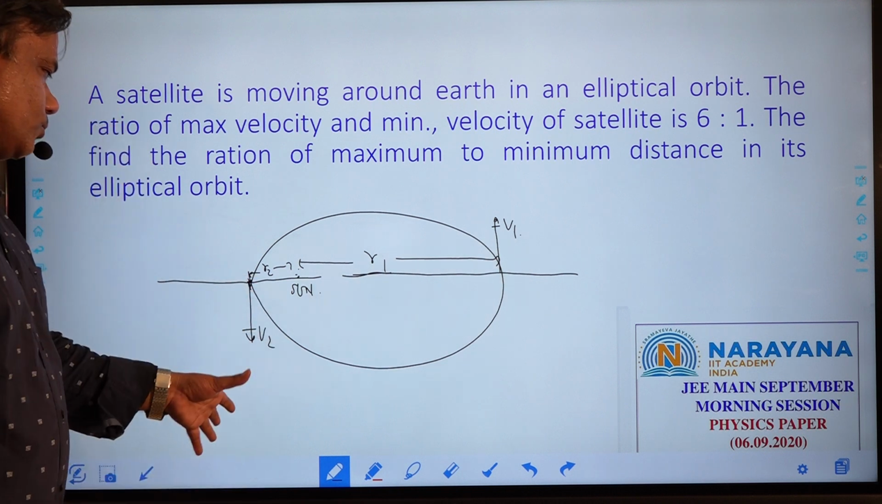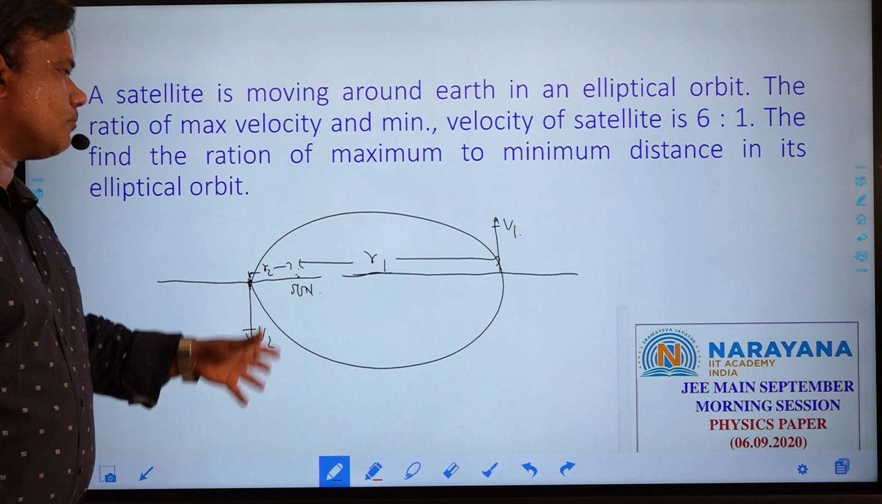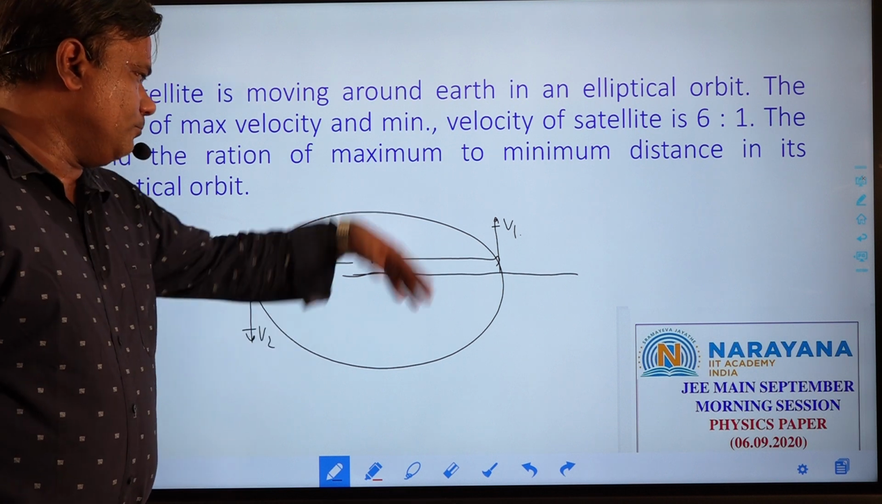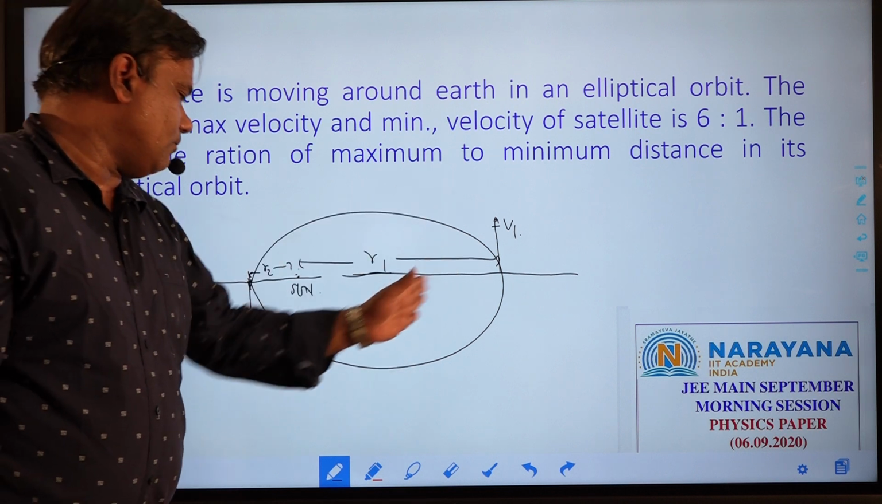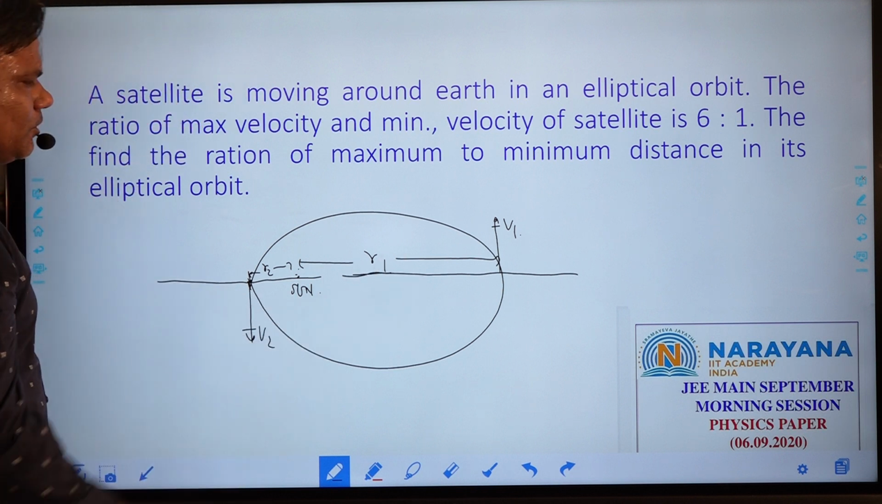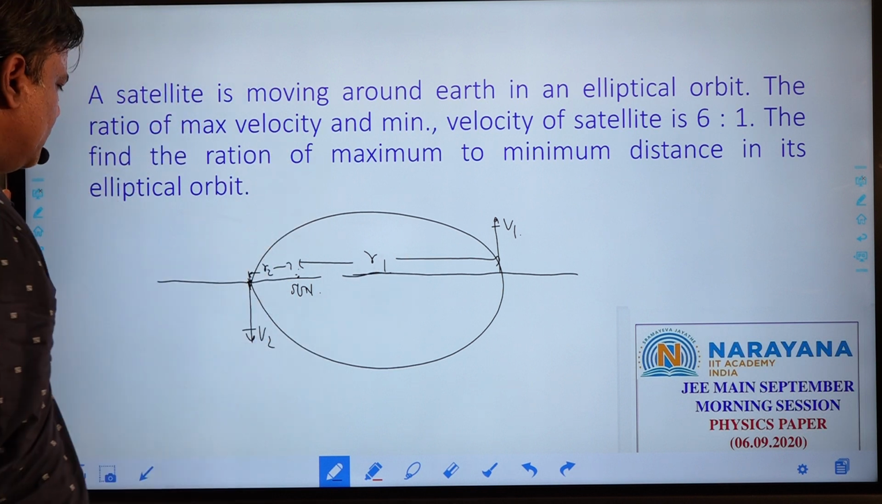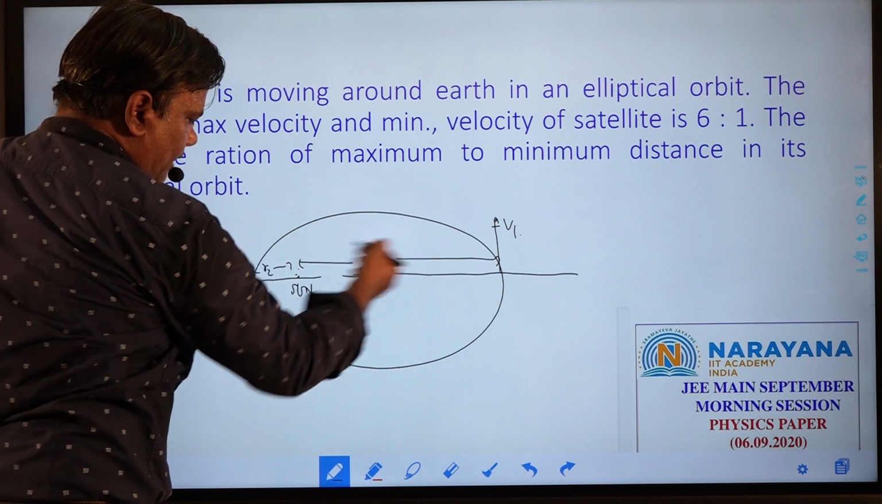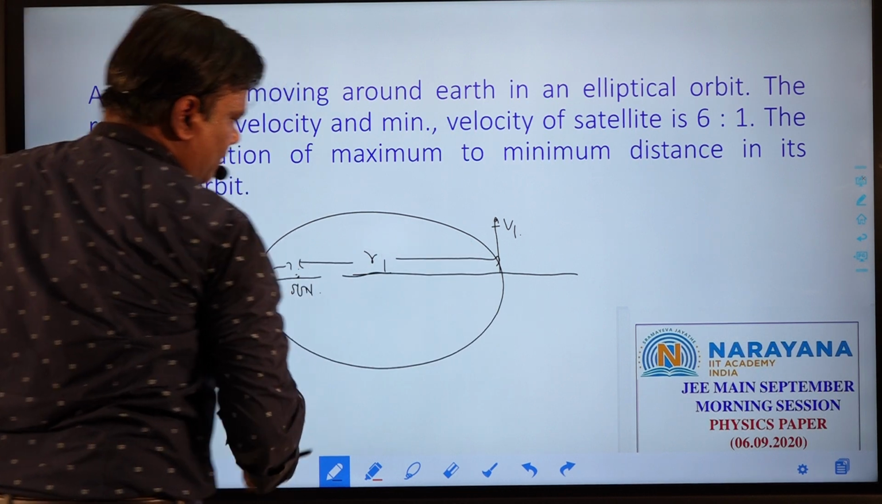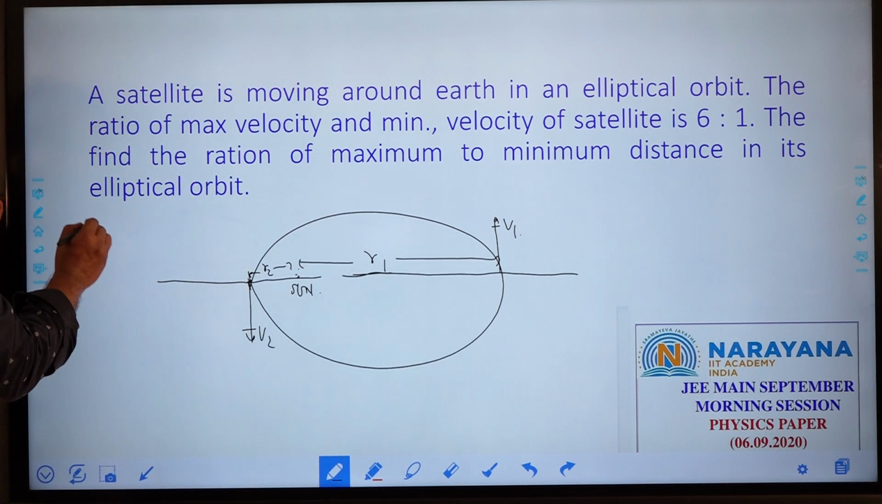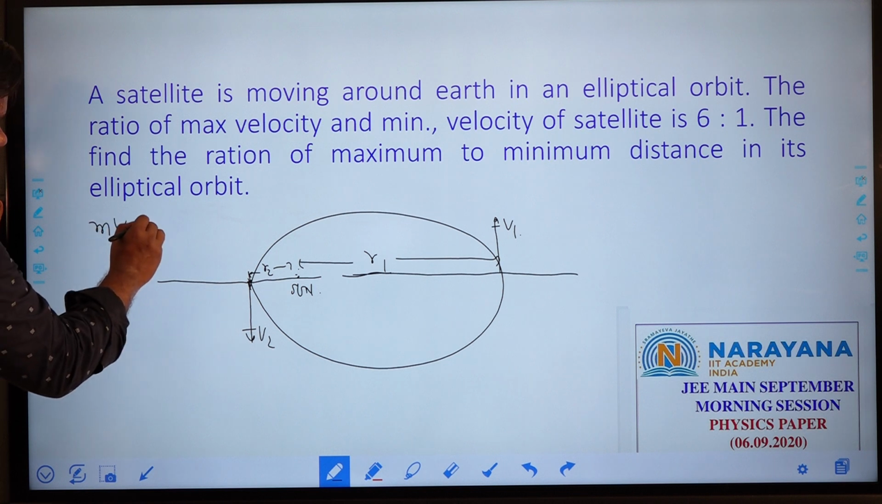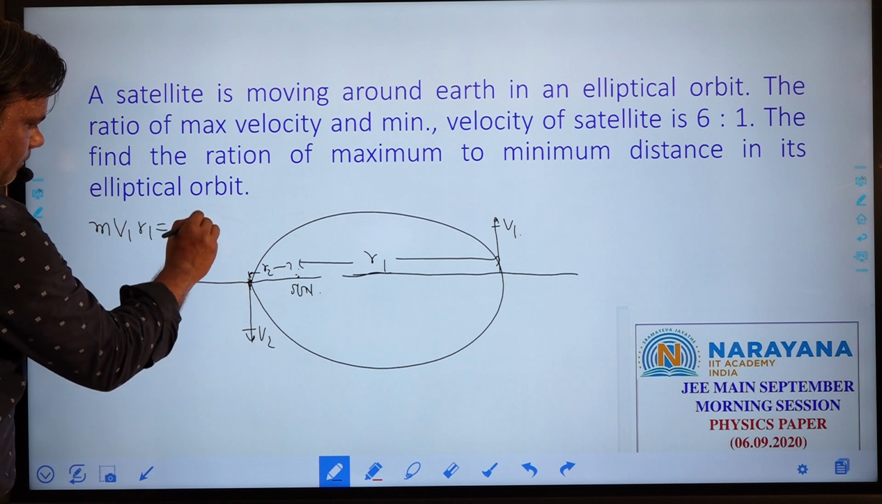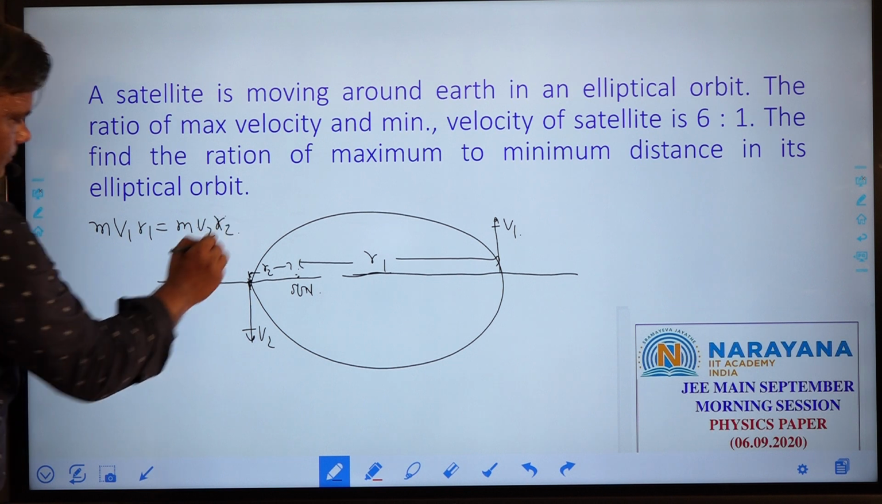If it is closer to the position of the sun, it has more velocity, and if it is farther away from the sun, it has less velocity, which is also the concept of conservation of angular momentum. So if the distances are r1, r2, applying conservation of angular momentum, we can write m v1 r1 equals m v2 r2.